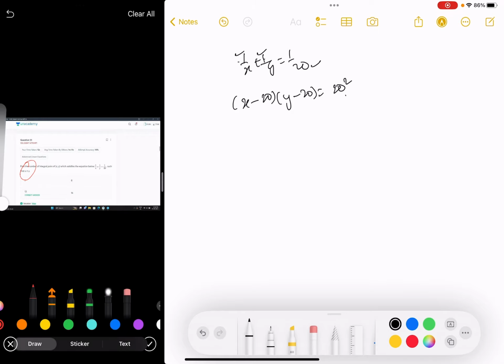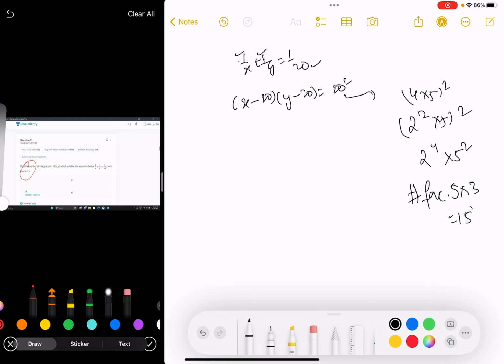First of all, let's break this down. 20 squared can be written as 4 into 5 whole squared, so this is basically 2 squared into 5 whole squared, so 20 squared is basically 2 to the power 4 into 5 squared. So the number of factors will be how much? 5 into 3, 15. Okay, 15 factors.